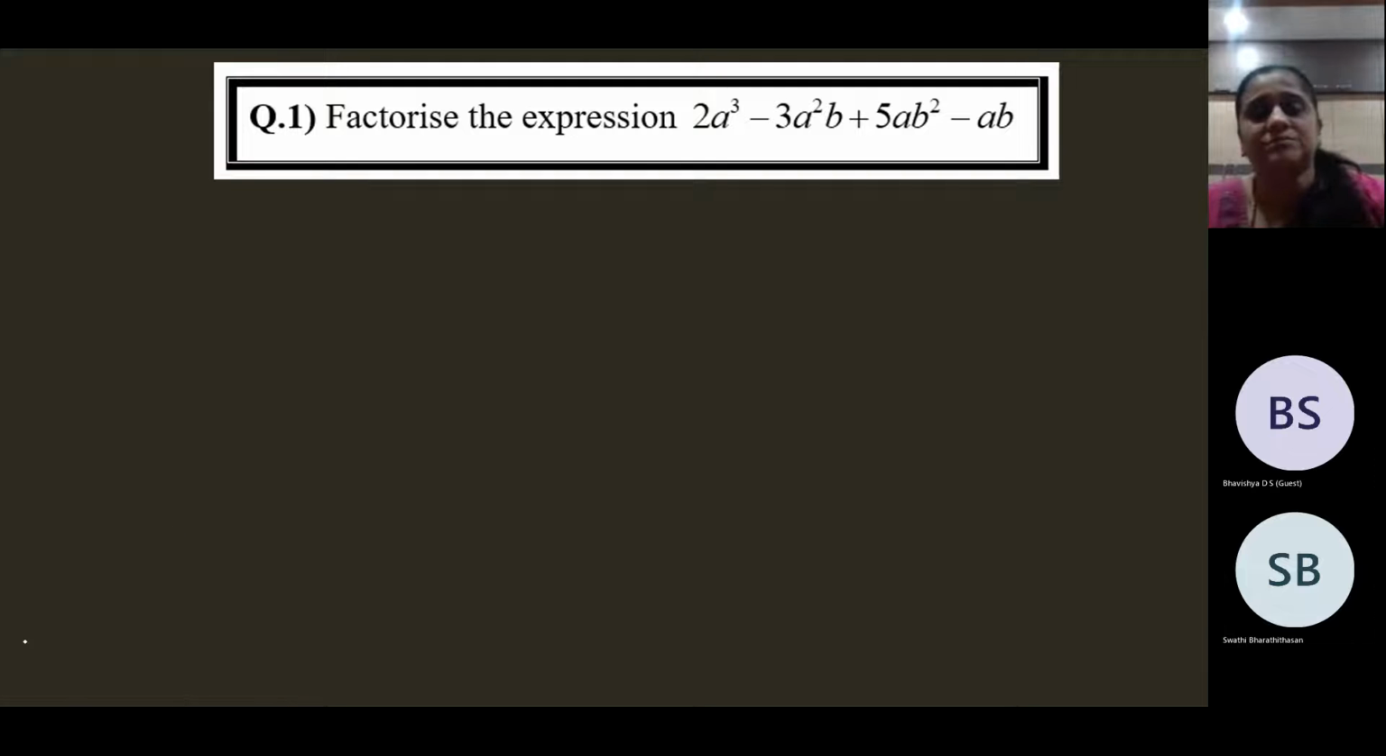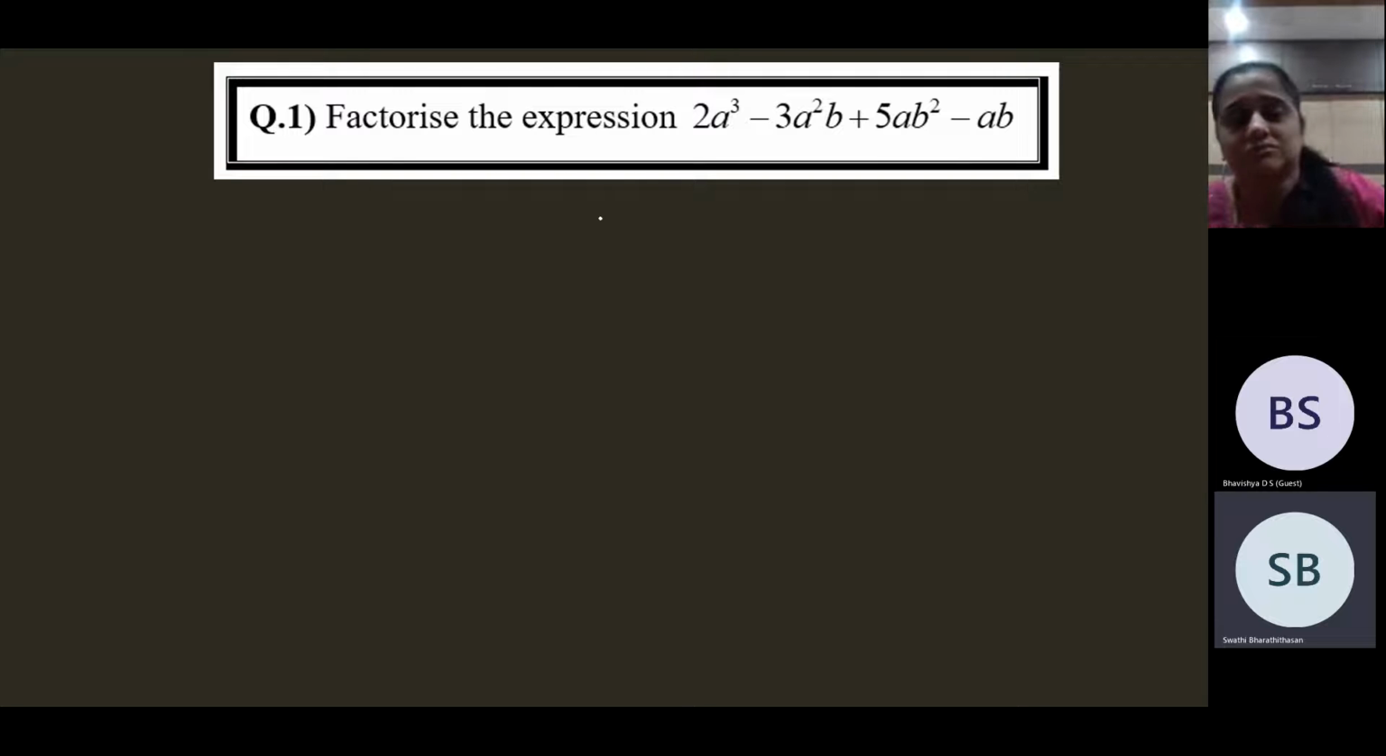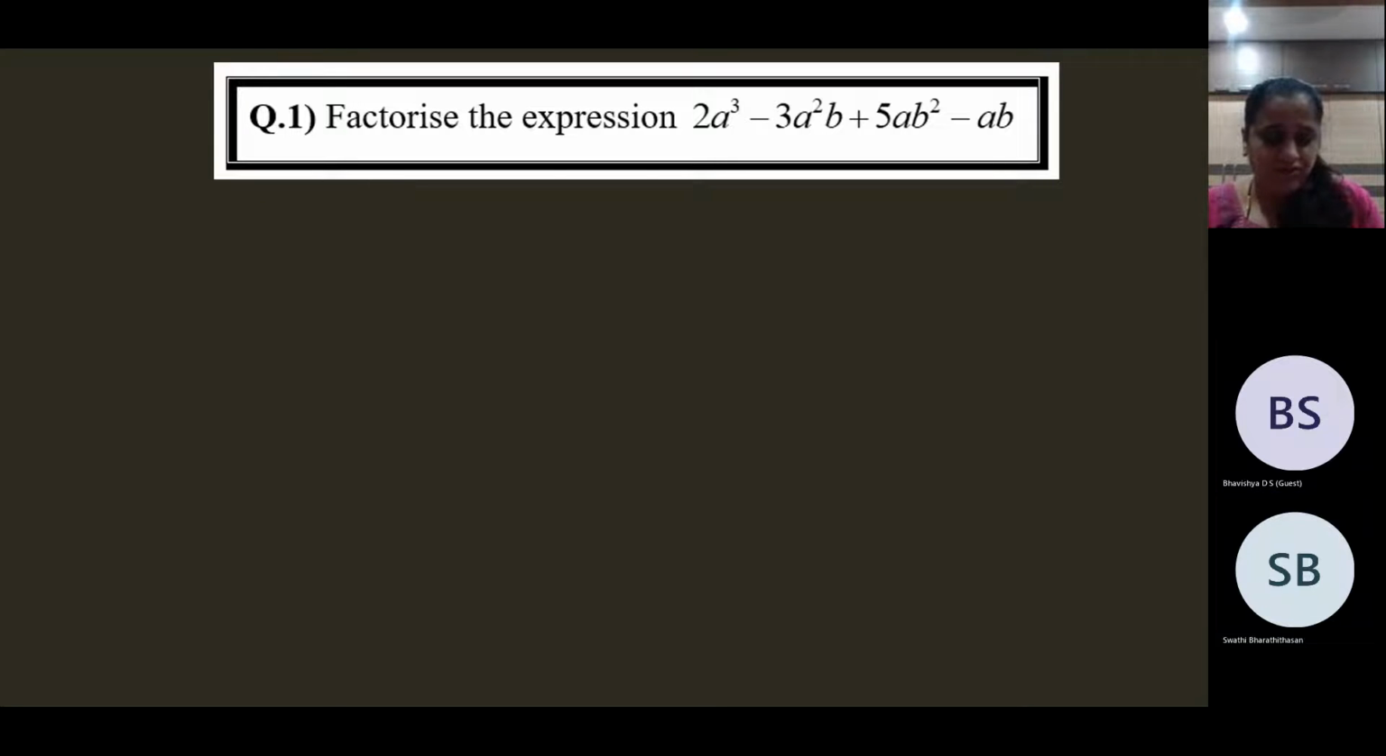What's the answer for the first one? Ma'am, I got a into 2a square minus 3ab plus 5b square minus b. That means you've taken out a common, correct? Yes, ma'am. I have taken out a as the highest common factor, and then at the last, I just multiplied it with the terms to get the same value. I think to save time, I'll myself have a look at your papers. One minute.